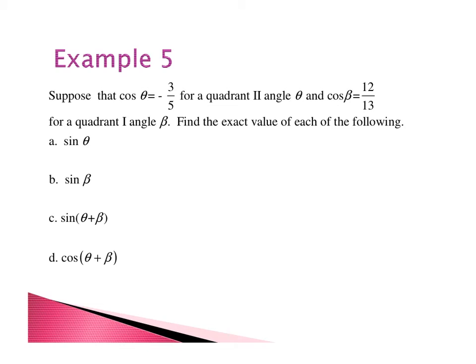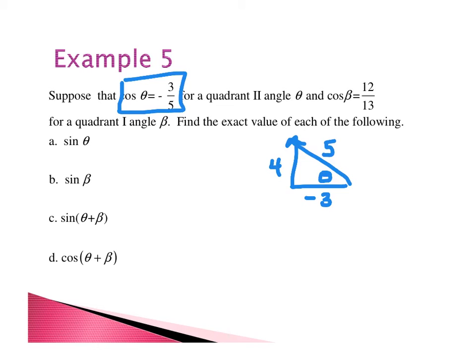So the first thing you want to do is set up your triangles. There are two here because you have two different angles. One, theta, that is in this second quadrant. So I'm moving left and I'm moving up to find my angle. Here's theta. If it's cosine and it's negative 3 over 5, it makes sense that this adjacent side would be the negative 3. Your hypotenuse is going to be positive 5. The missing side is a positive 4.